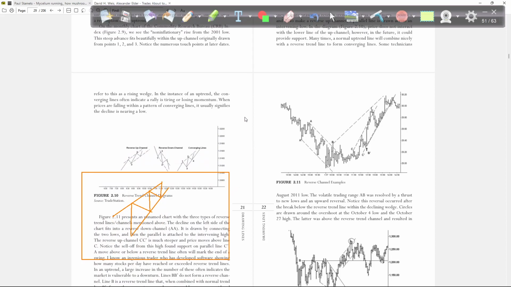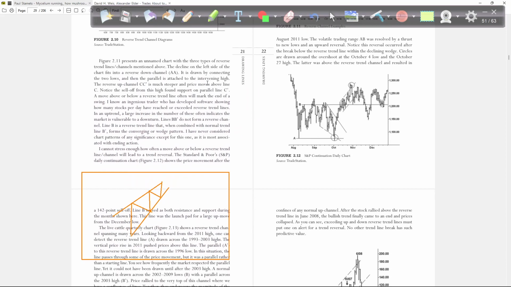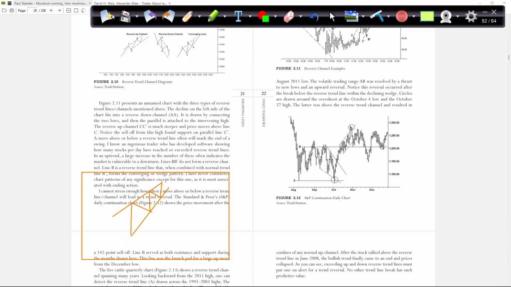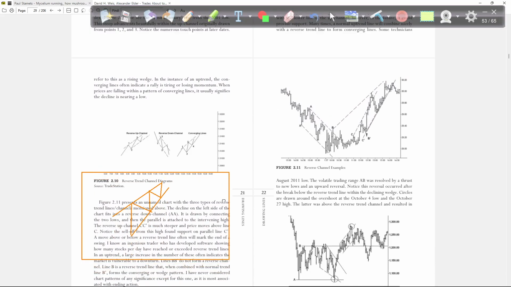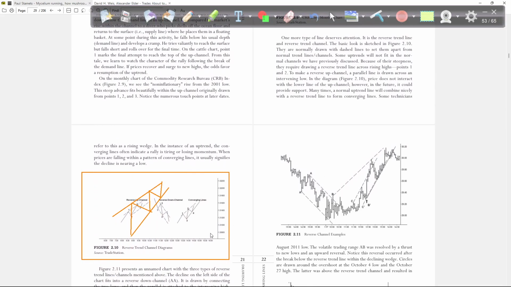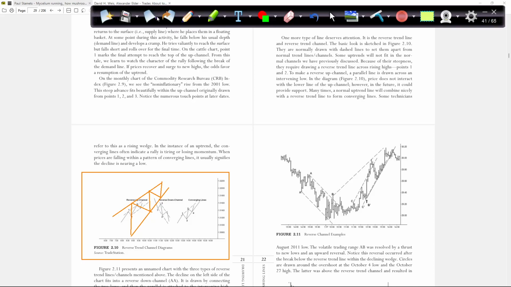In figure 2.11, so this is our reverse trend channel. Try this thing here.